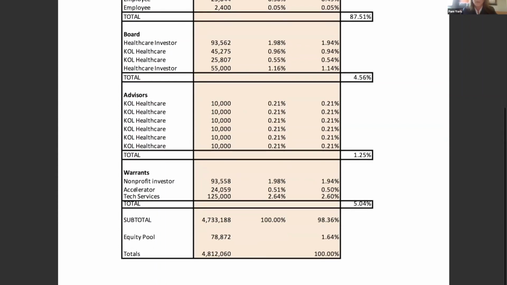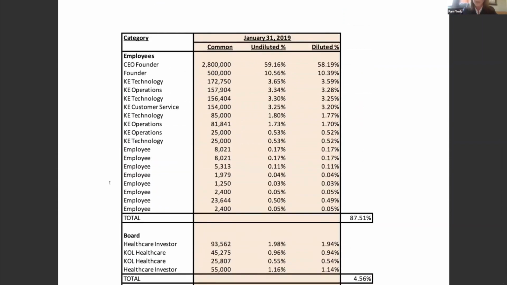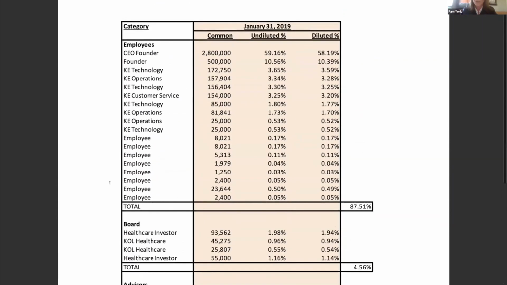Another thing we look for is, did the company work with an accelerator? You can see there was a nonprofit organization that was working with the company. They went through an accelerator, and they went through another accelerator that had tech services. And then finally, they have an equity pool left over that can be granted to other employees in the future. So this is what we would consider to be a very clean cap table, well distributed.